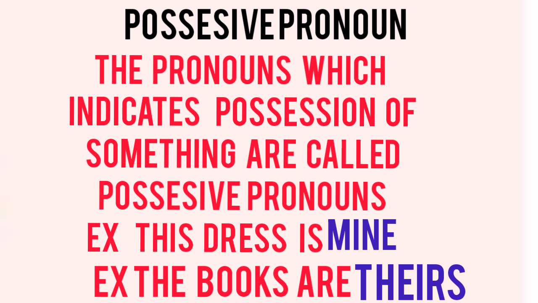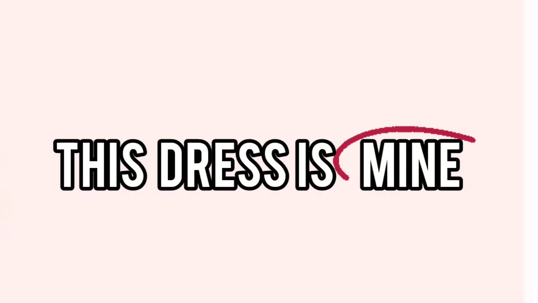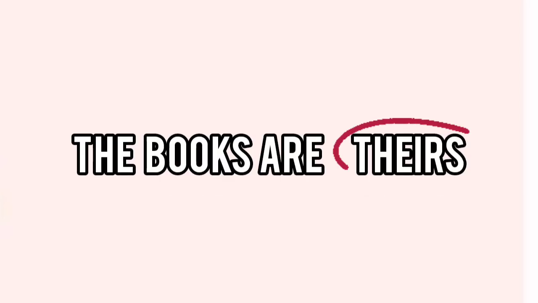Examples: this dress is mine. So whose dress is this? Here mine is the example of possessive pronoun. This is my dress, means the dress belongs to me. Now the second example: the books are theirs. So whose books are these? These are their books, means the books belong to them.